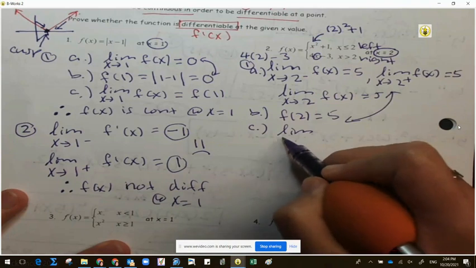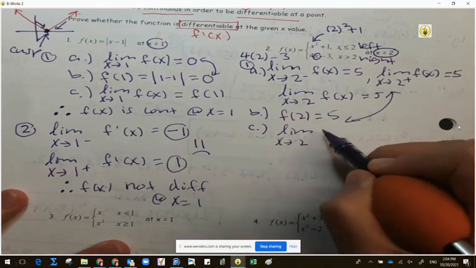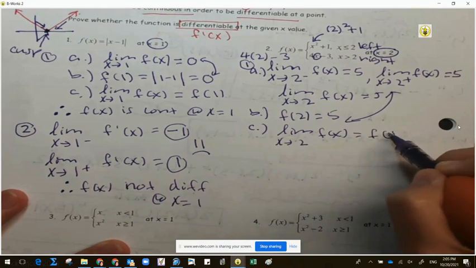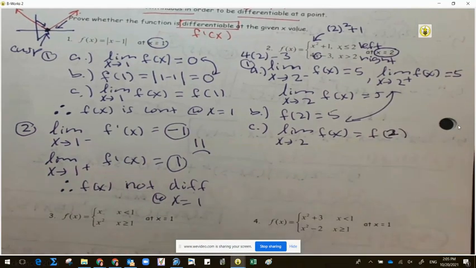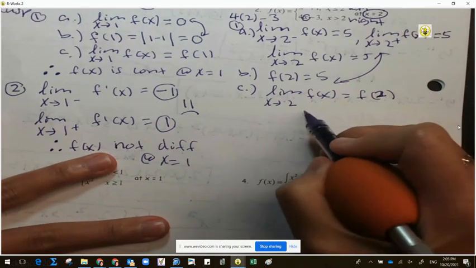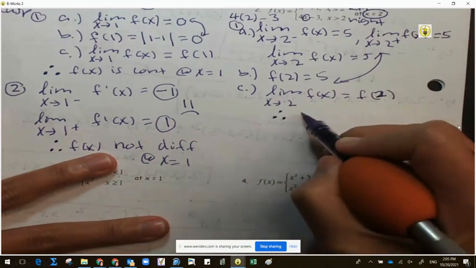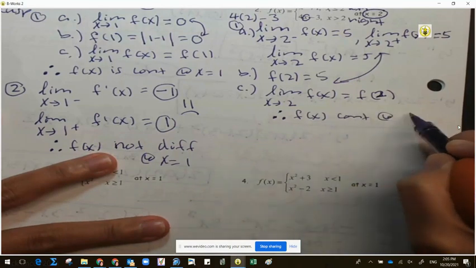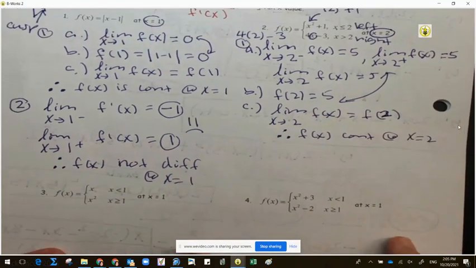We're going to write out the limit as x approaches 2 of the function is equivalent to the point, f of 2. So let's write our summary on the continuity. Therefore, the function is continuous at x equals 2.